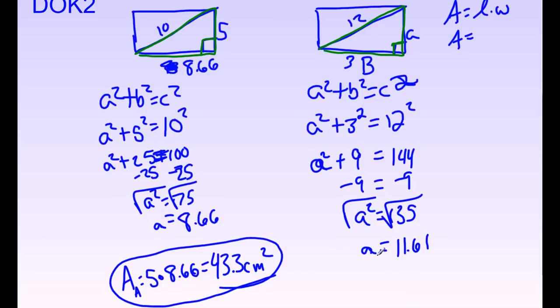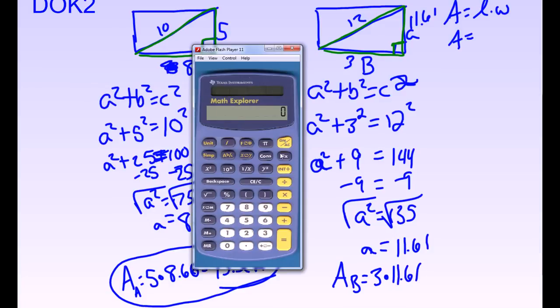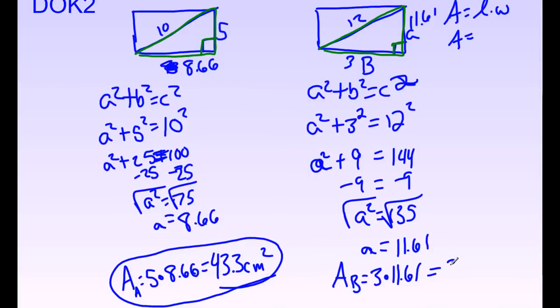Now that A is not the area. That was the length of this side, 11.61. To find the area of rectangle B, it's length times width, so 3 times 11.61 equals 34.83.